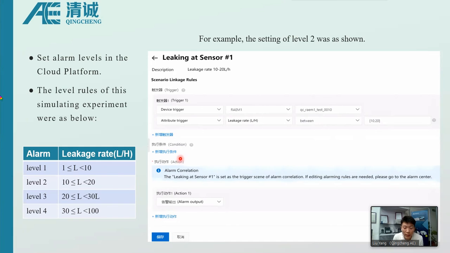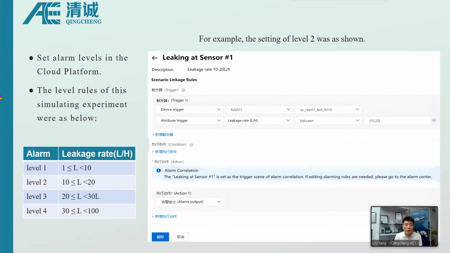So it has the action here, the alarm output, and we can also give it some other alarm. It's very easy to set. Everybody can do it.